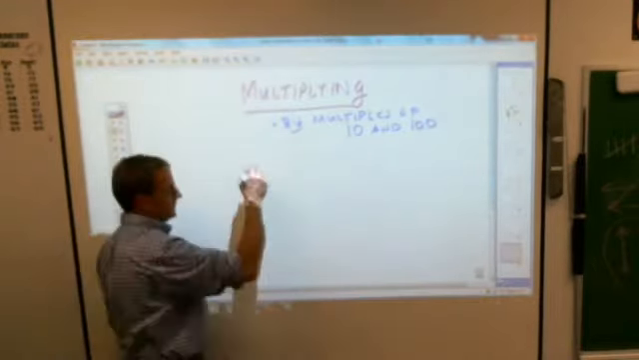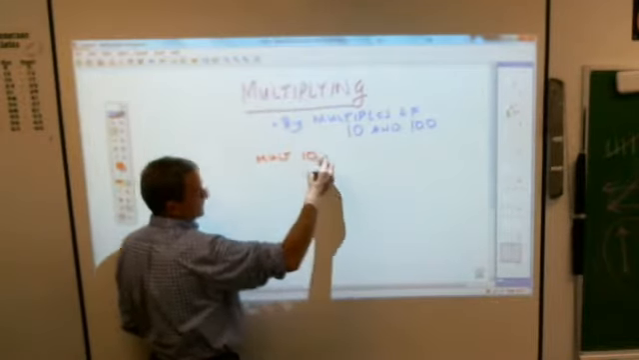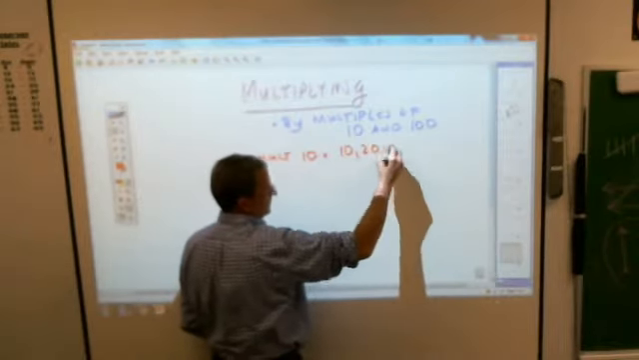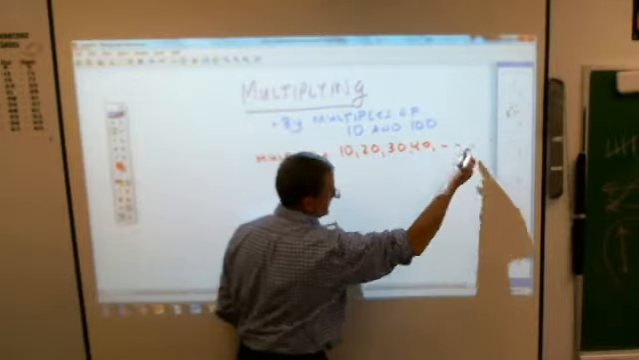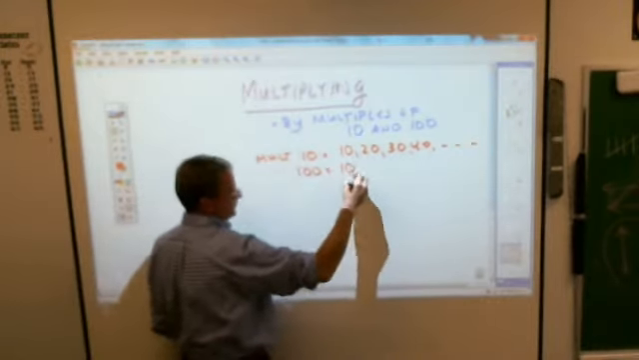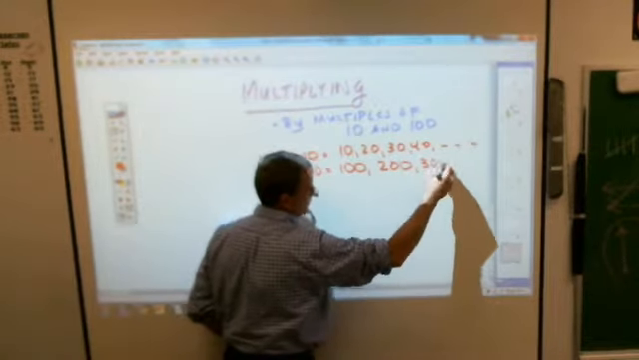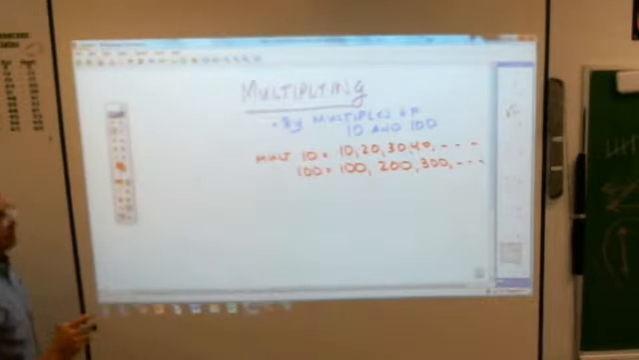And that's simply this. The multiples of 10 are basically counting by 10, which is 10, 20, 30, 40, and so on. And the multiples of 100 are the same thing. If you count by 100, you get 100, 200, 300, and so on. And when we multiply by these things, it's really very easy.